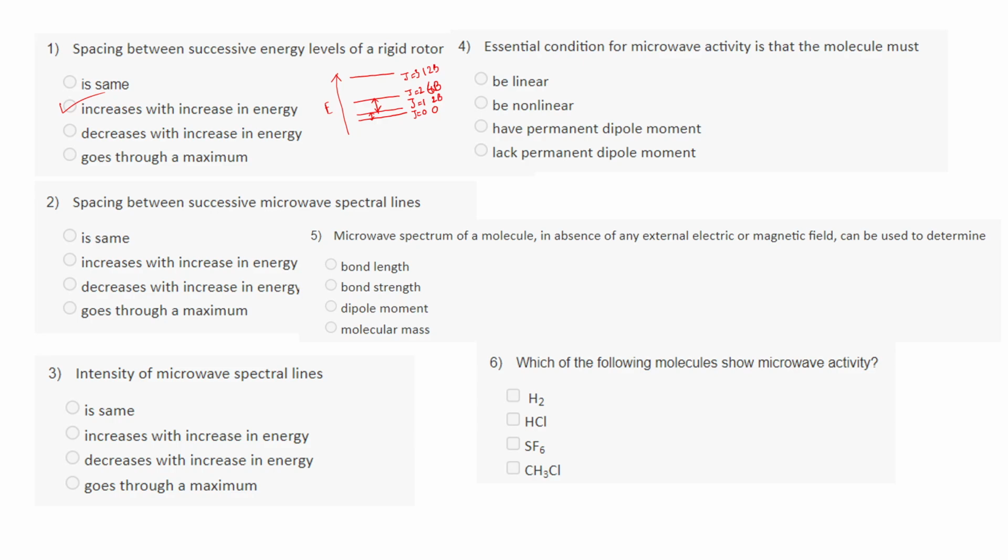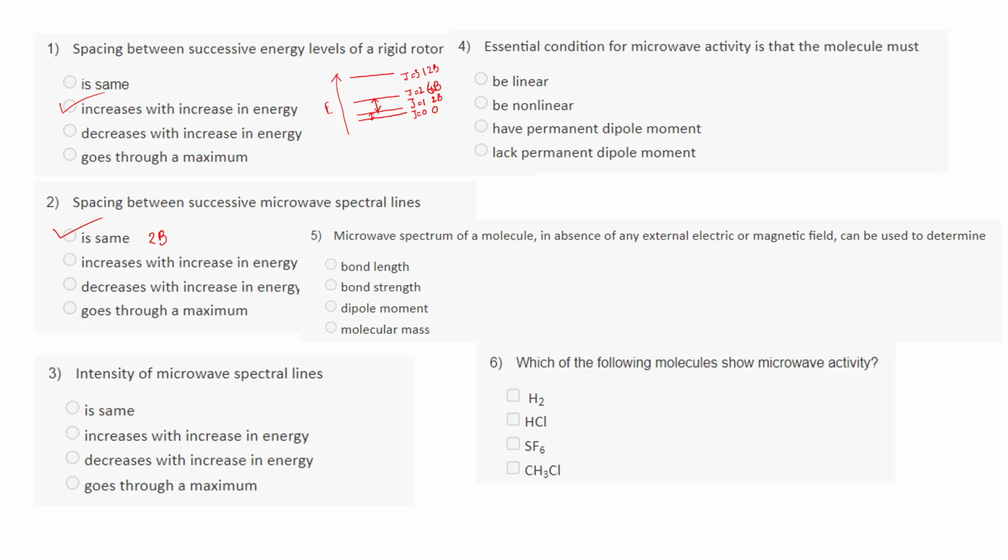Is it same? Increases with increase in energy, decreases in energy, or goes through a maximum? The spacing. So what? Spacing is same, and what is the value? 2B. 2B, right? Yes, correct. 2B what? What is the unit?